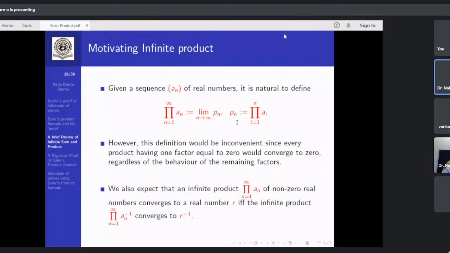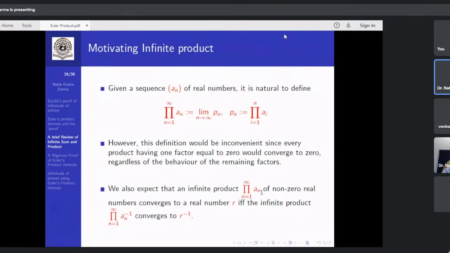Some modification is required. Another thing we want is that whenever the product of the sequence a_n converges to a number R, the infinite product of their inverses should also go to R inverse. Just like if a series converges, 1 by that series should also converge to 1 by that number. So that is also something we want. But that will also not be possible.